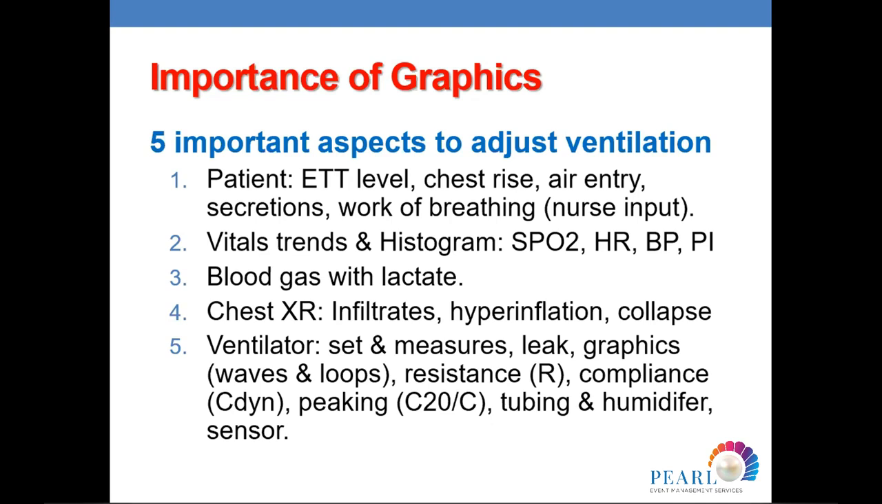And the fifth element for me is the ventilation. So you need to go back and check your ventilator. You need to see what you have set, and please look at your measures: what the machine is actually giving to the patient. Also, the ventilator will show you if there is some leak. Of course, you need to look at the graphics, waves and loops, which we are going to discuss: the resistance, the compliance, the peaking, if there is hyperinflation, and of course if there is any problem with the tubings and the sensor.